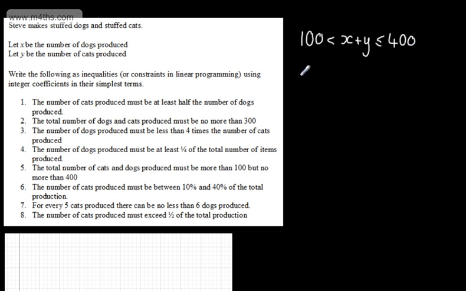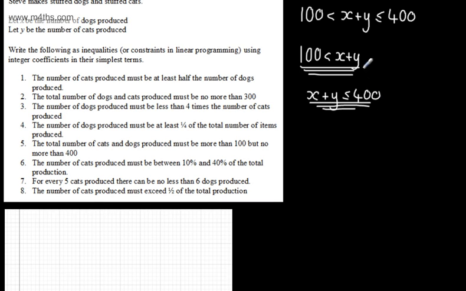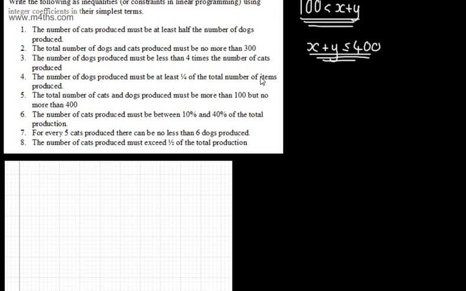I could split this into two inequalities. It's especially easier, in my opinion, to graph this as two inequalities. X plus y is strictly greater than 100, and then we can have x plus y is equal to or less than 400. So if we wanted to graph this, x plus y now is going to be greater than 100. So if x was 0, y would be 100. If y was 0, x would be 100.